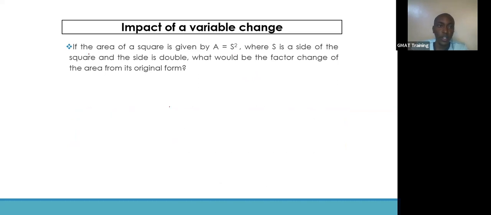Here's the question once more. If the area of a square is given by A equals S squared, where S is a side of the square, and the side is doubled, what will be the factor change of the area from its original form?